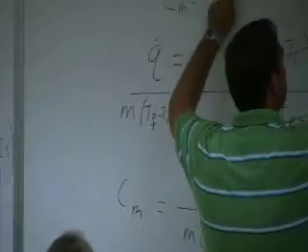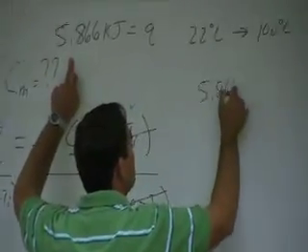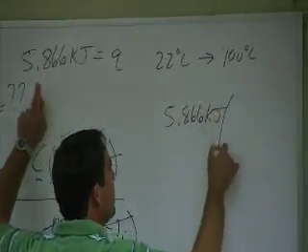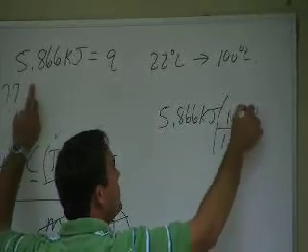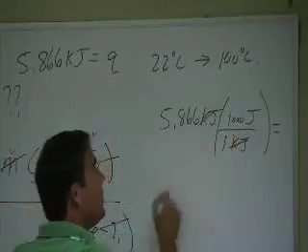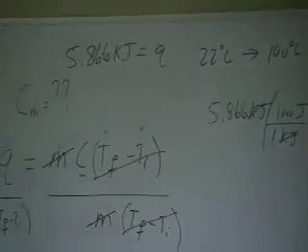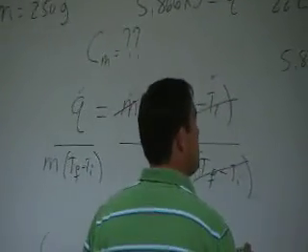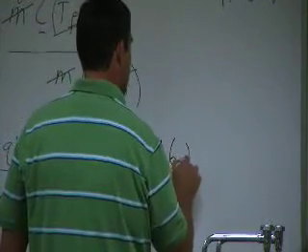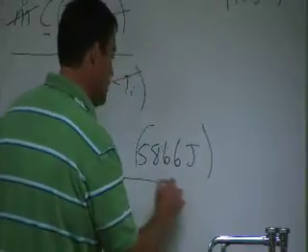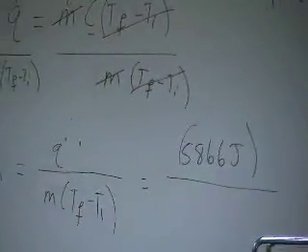That way everybody's reading and thinking the same way. So how are we going to do this here? 5.866 kilojoules. Here's what I know: in 1 kilojoule there are 1,000 joules. So what does that mean? That means my Q here is 5,866 joules. Is everybody happy with that?